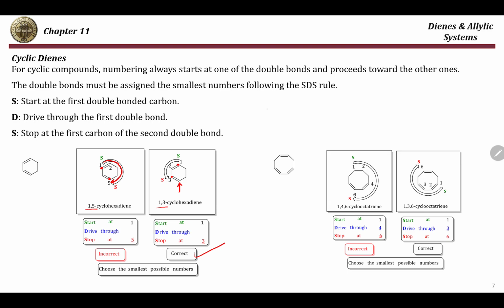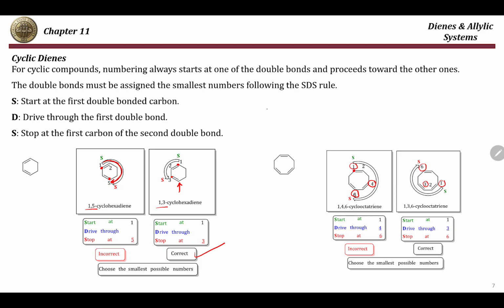In this second example, we have 3 double bonds. Again, there are multiple ways to name this compound, but only one of them will be the correct one. If I started at this point here, my double bonds will be at 1, 4, and 6. If I started at this point here, my double bonds will be at 1, 3, and 6. This is a smaller set of numbers.